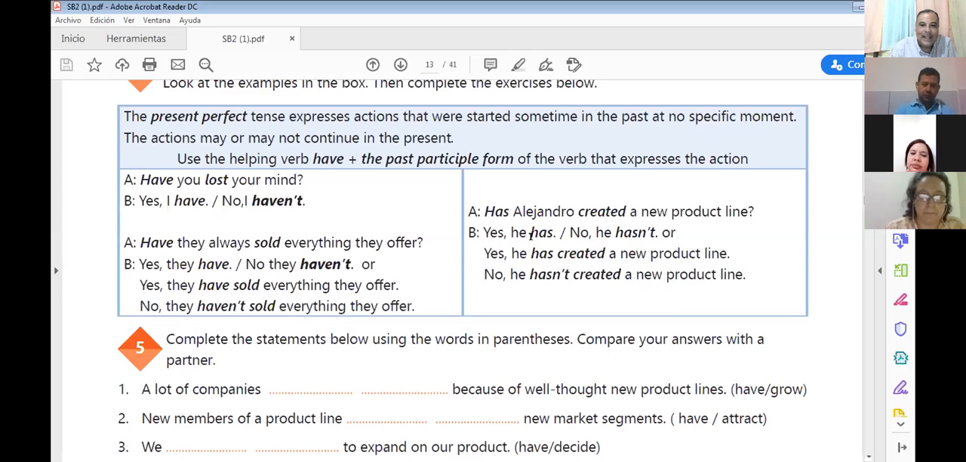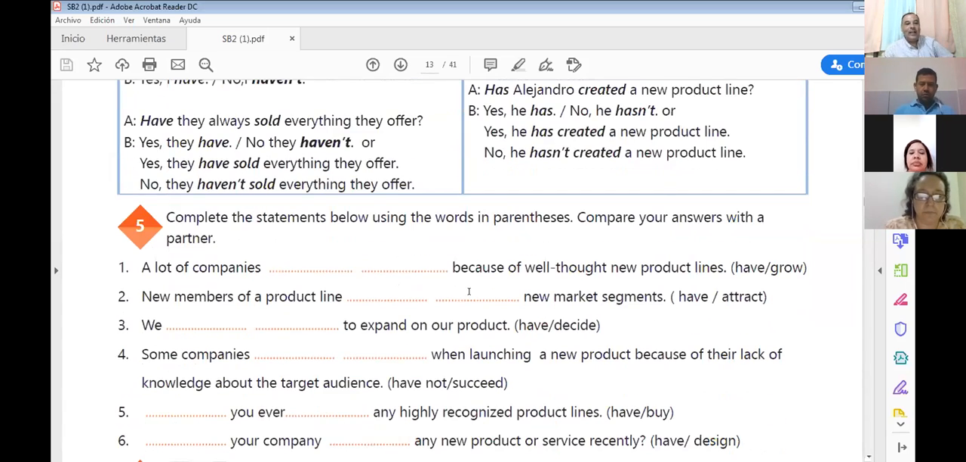Now, the next one. Has Alejandro... you see, when I talk about he and she, I use has. When I talk about I, you, we, and they, I use have. And for questions, I use the auxiliary before the subject. Has Alejandro created a new product line? Yes, he has. No, he hasn't. Or, yes, he has created a new product line. Or the negative: he hasn't created a new product line.